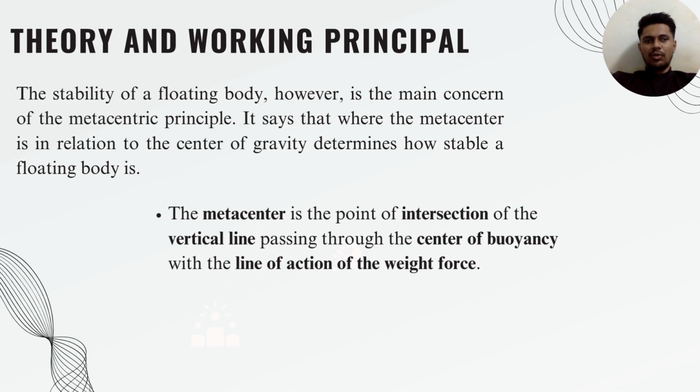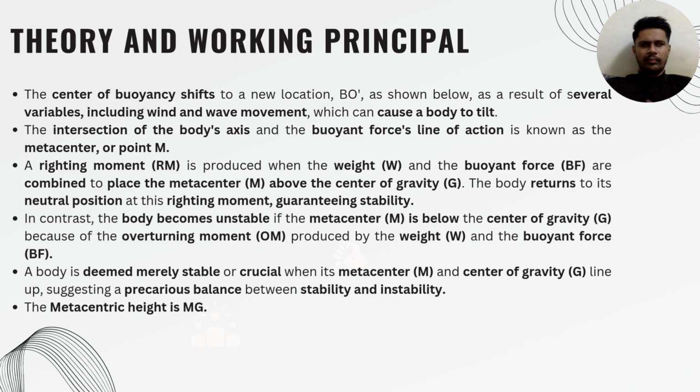The stability of a floating body, however, is the main concern of the metacenter principle. It says that the location of the metacenter in relation to the center of gravity determines how stable a floating body is. The metacenter is the point of intersection of the vertical line passing through the center of buoyancy with the line of action of the weight force. The center of buoyancy shifts to a new location (B1) as a result of several variables including loading and movement, which can cause a body to tilt.